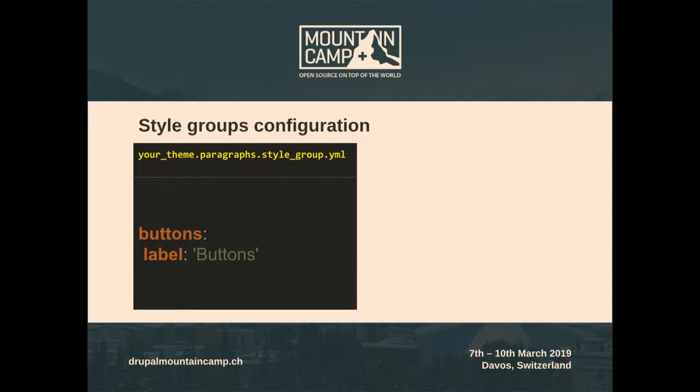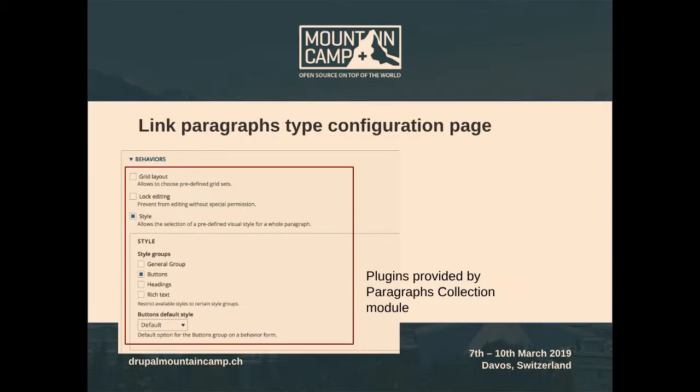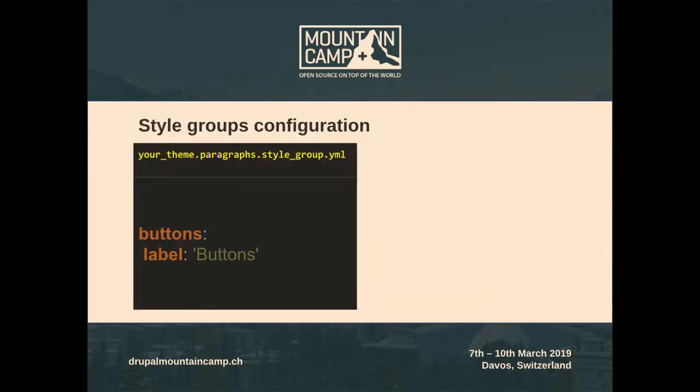So how do we create groups? Paragraphs Collection module works by allowing you to create YAML files. This is a style group YAML file, which should go to your theme or your module, as paragraphs.style_group. You just need to add the name of the group and a label. That's the label that shows here. You see Buttons, and the buttons up there is just the machine name. So the first step is to create a style group.